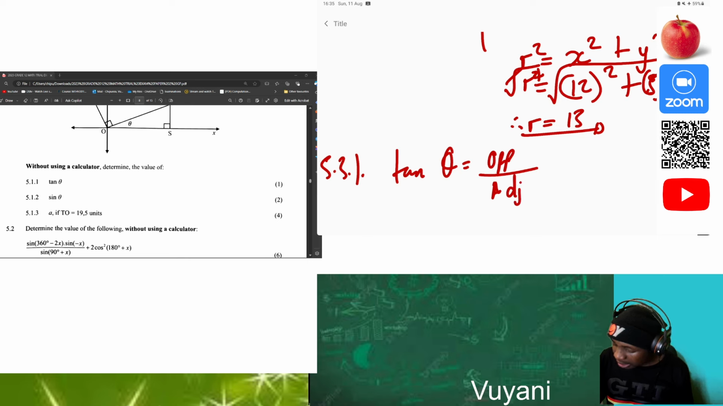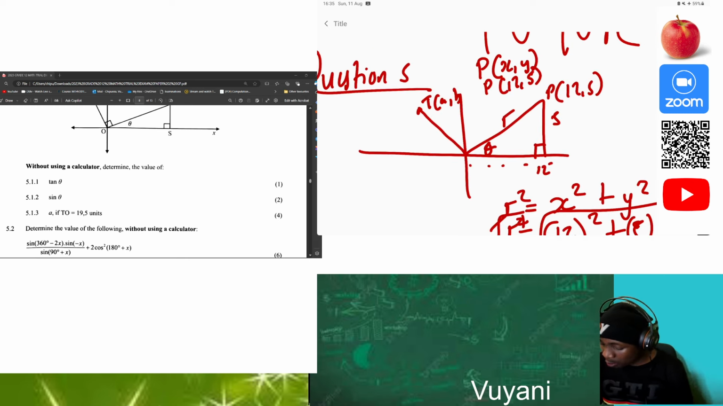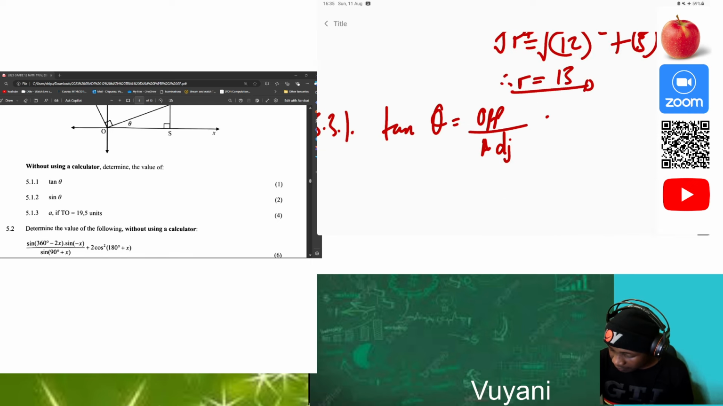So again, we come back to our triangle, which is triangle OPS. Now we can find tan theta. We know that tan theta is opposite over adjacent, so our answer there will be equal to 5/12. That's basic stuff. Now we go to 5.1.2.